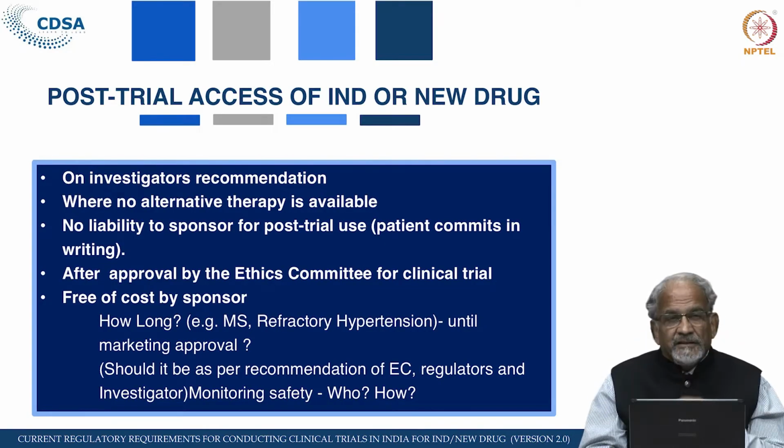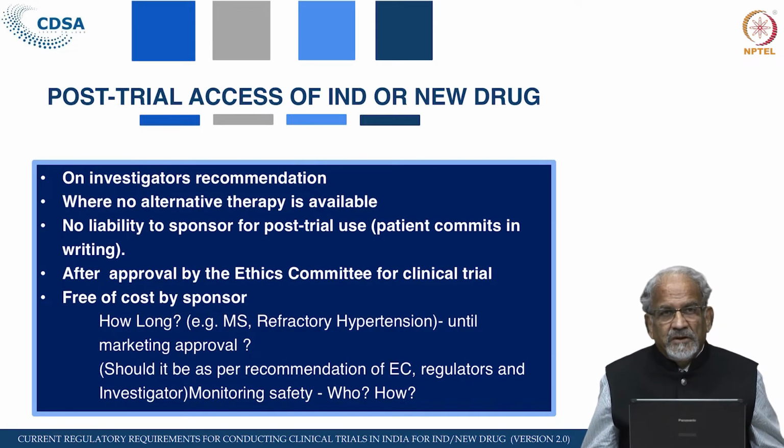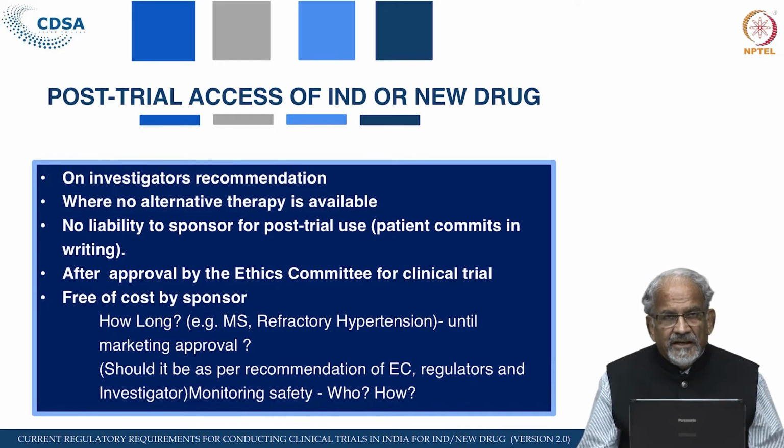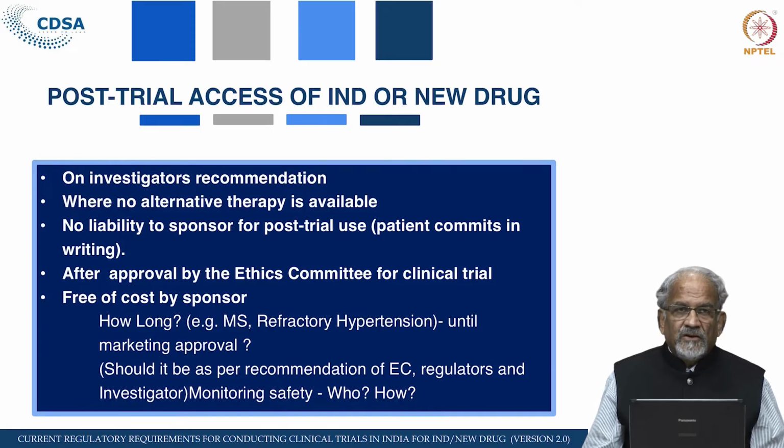Now, the question which is yet to be settled is for how long, particularly in cases like multiple sclerosis, MS, or refractory hypertension. Suppose there is a drug when the patient is not responding to any drug, and has been termed as having refractory hypertension, or any other condition which requires long term treatment. The question is, for how long? Should it be as per recommendation of the ethics committee? Should it be the regulator or the investigator? An important issue which needs to be deliberated is who will report the safety of these drugs, and how. But this is also the responsibility of the investigator who is recommending. So, minimum reporting of this is also important.